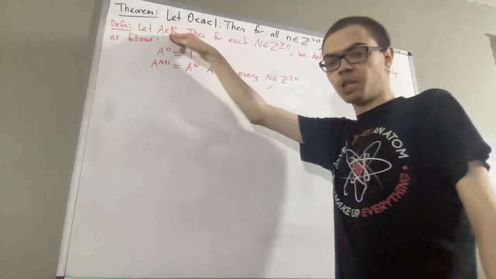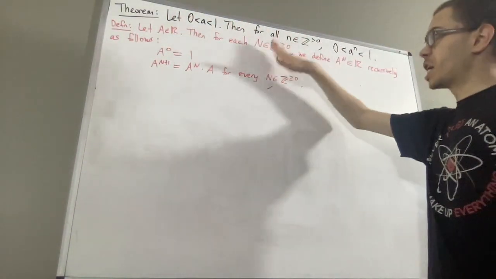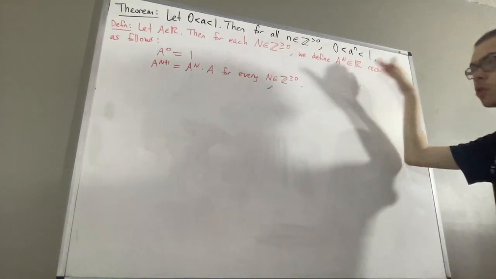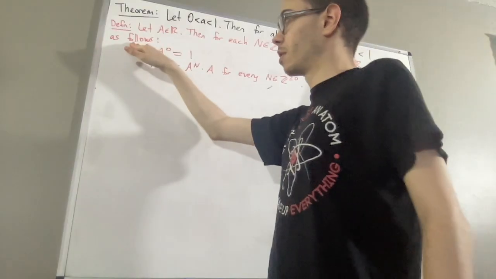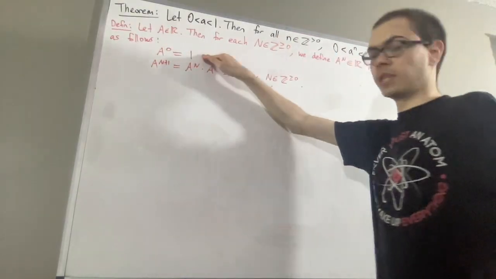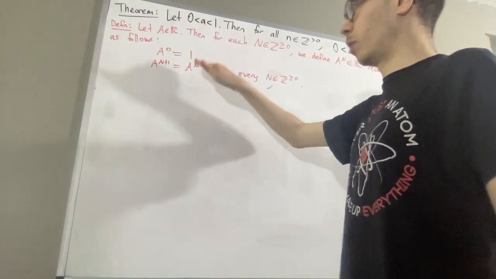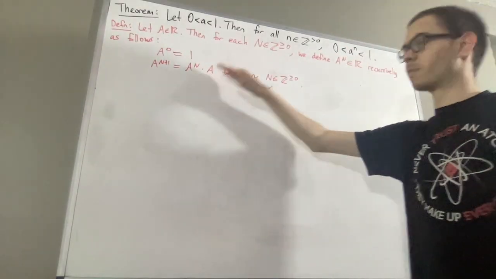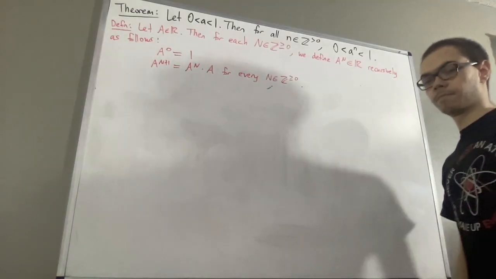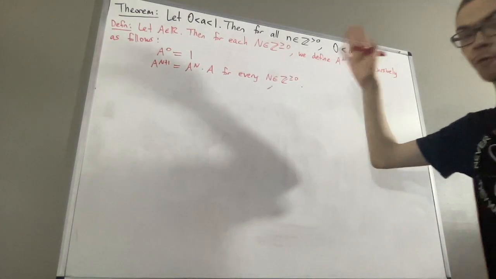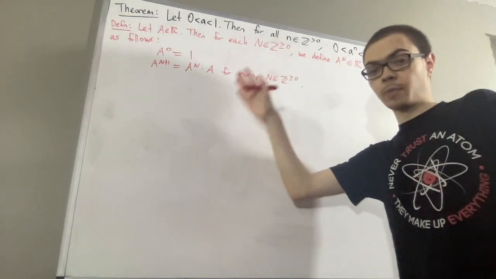Let a be any real number. Then for each non-negative integer n, we define a to the power of n to be a real number, recursively as follows. So a to the power of 0 is going to be equal to 1, and a to the power of n plus 1 will be equal to a to the power of n times a, for every non-negative integer n.